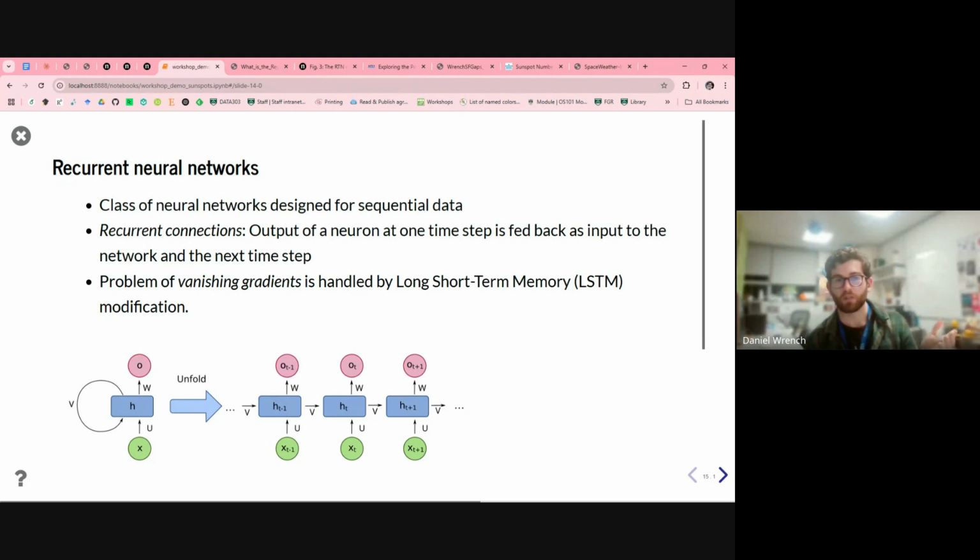With recurrent neural networks, they're really focusing on, again, this autocorrelation aspect of our time series. And how they do that is using something called recurrent connections, whereby the output of a neuron at one time step is fed back into the network at the next time step. And we can see that here with our schematic of an RNN. So we have our X input, our O output, and then our H hidden layers. And as you can see, the data is being fed back into the model as it progresses.